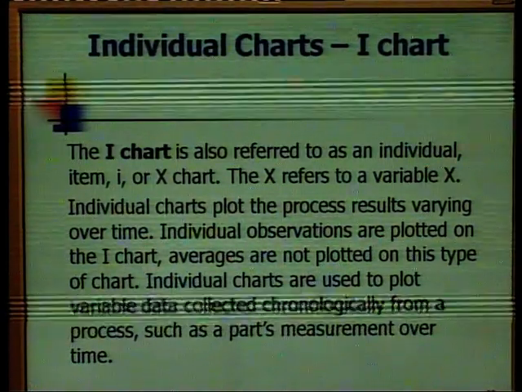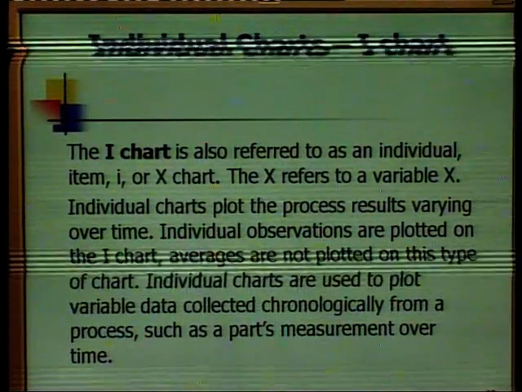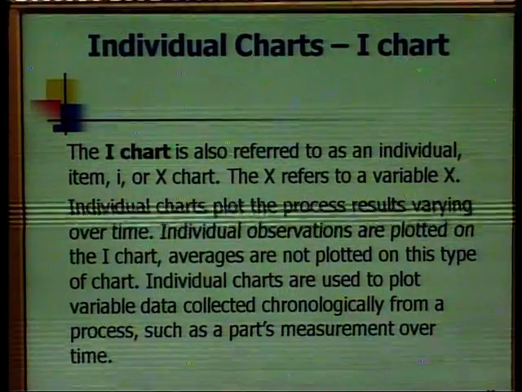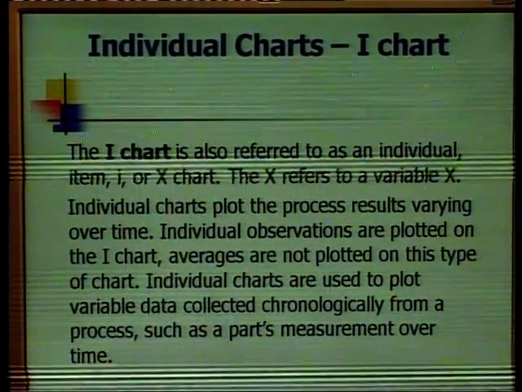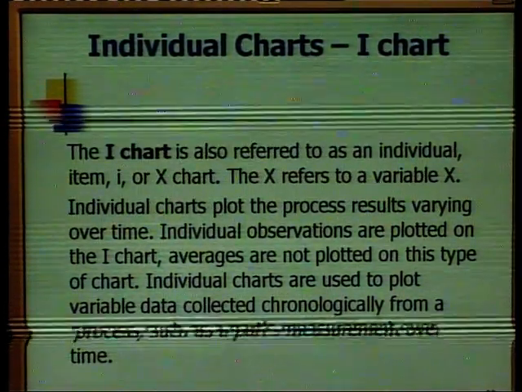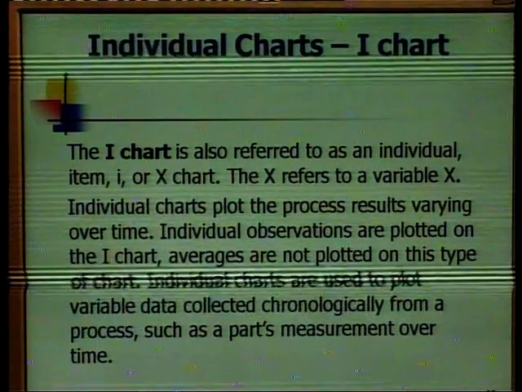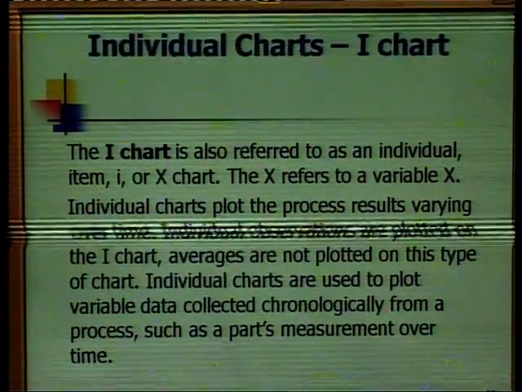Now, first comes the individual chart, I chart. The I chart is also referred to as the individual chart or individual item chart, which means in this we plot the data of the individual item. Now, the X refers to a variable X.